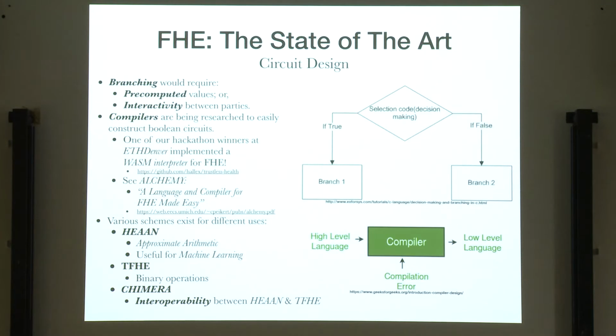There's other schemes too for FHE for different uses. Approximate arithmetic is useful for machine learning. I'm not going to get into that, I don't have time, but TFHE is useful for binary operations. This is what we've implemented with NuFHE, and I'll get into that in a bit. But you can do XOR, NOR, AND, NOT, etc. And then Chimera is an interoperability framework for all of these different libraries, HEAAN and TFHE specifically, as well as a few other schemes, which allows you to go between both. So you can do a lot of really interesting stuff there.